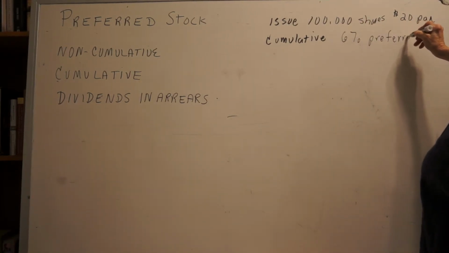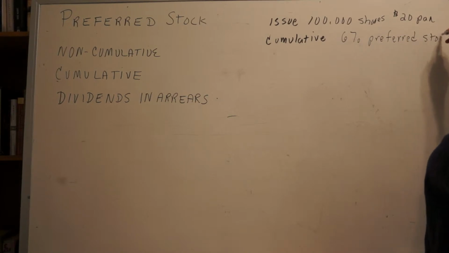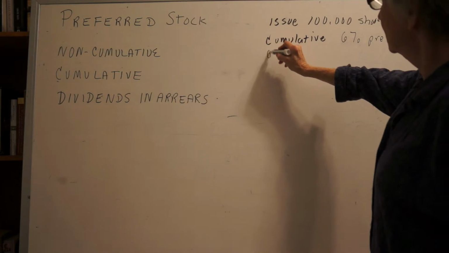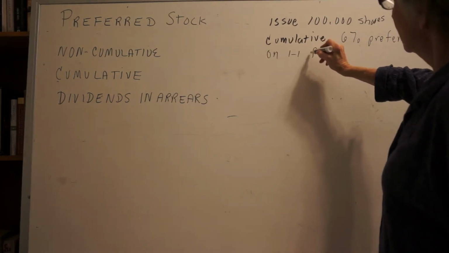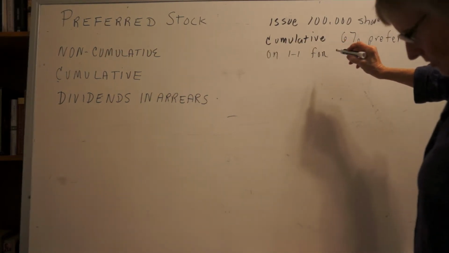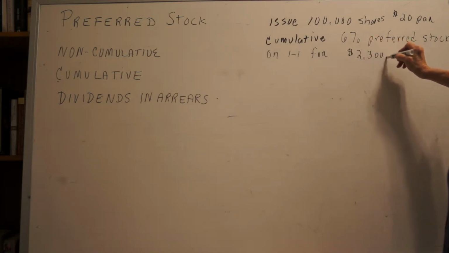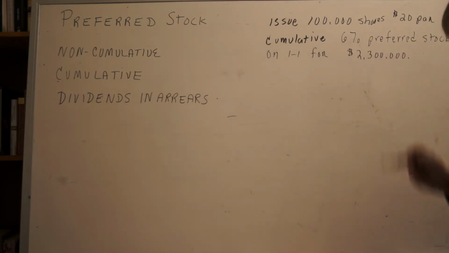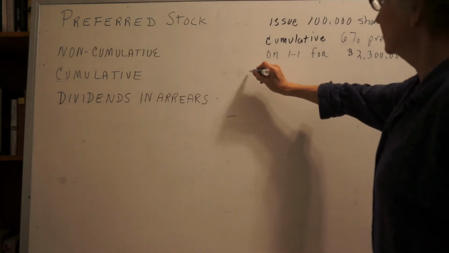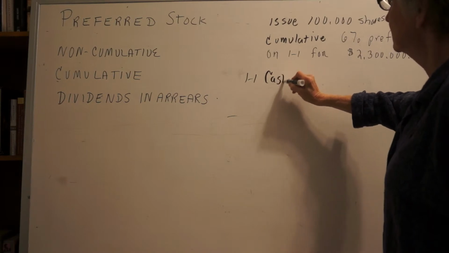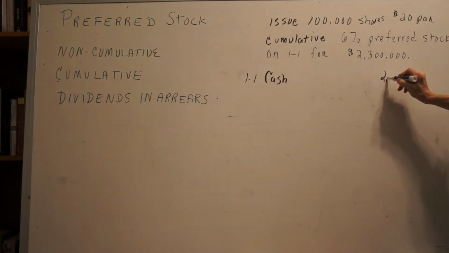And if you take these a piece at a time, it's not quite as overwhelming. They issued it on January 1, and they just give you the total amount, not a per share amount, $2.3 million. Okay, so we can sort this out. It's 1-1, and we got some cash, and they tell us how much, so we don't even have to do anything there.